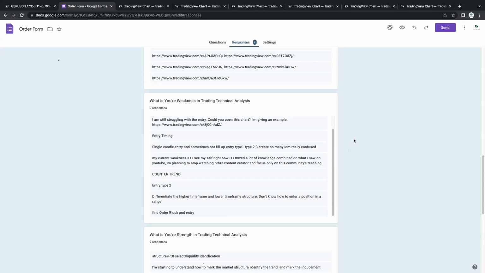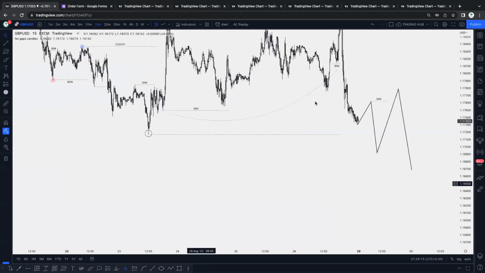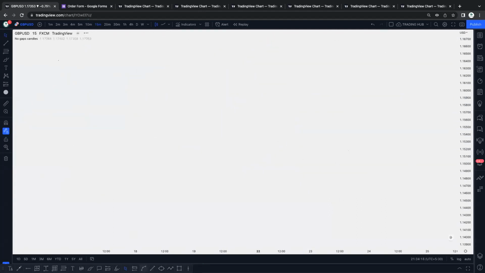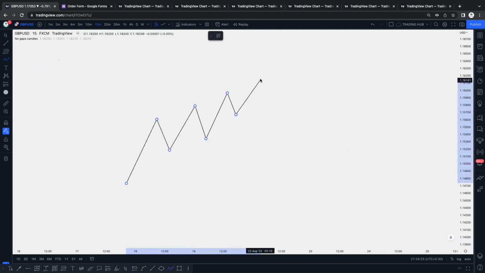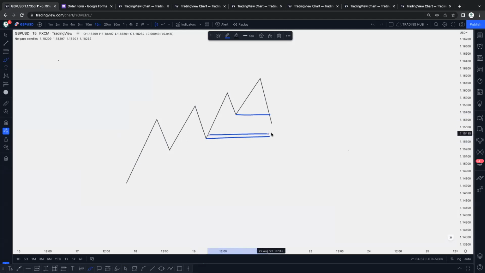Entry type 2 is very simple. Let me show you exactly here. For example, the market is bullish or bearish, doesn't matter. The market takes out the inducement, and after that your order block is here, but the market did not tap your order block. Instead the market breaks this low here and closes below it. So in this case, how can we take entry?